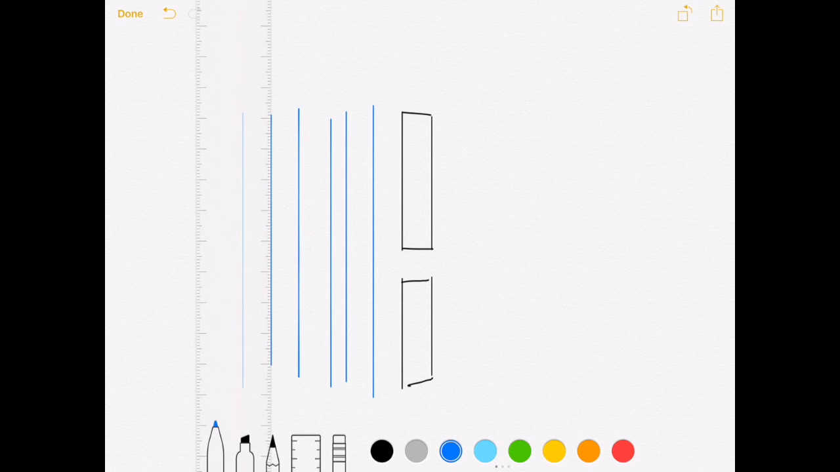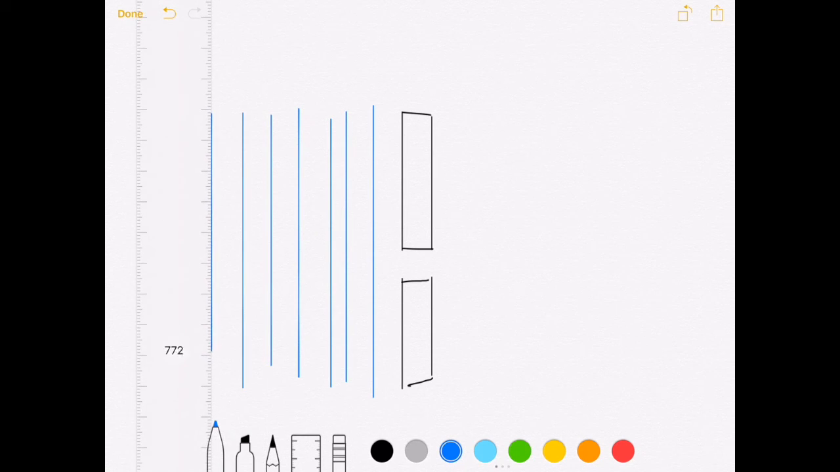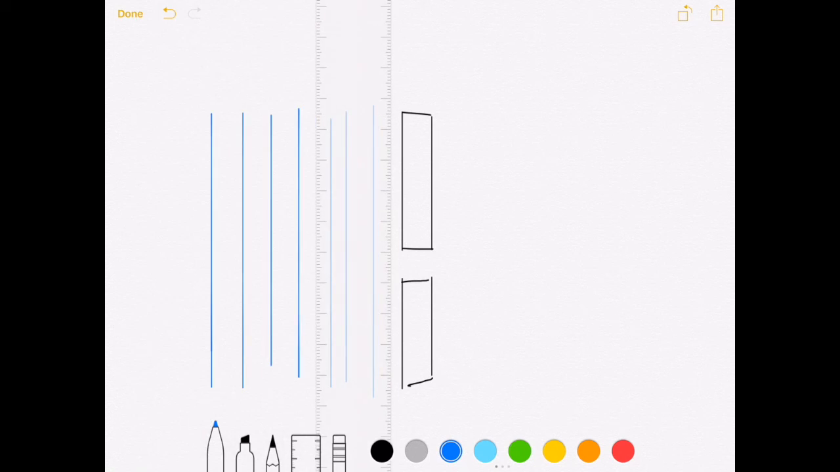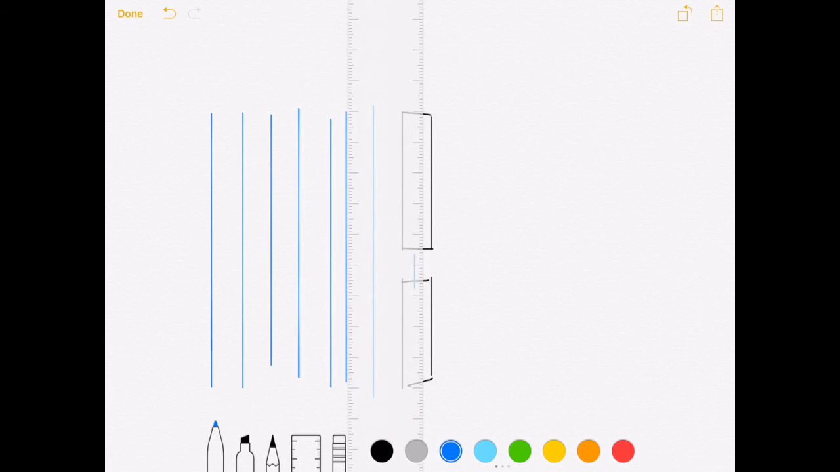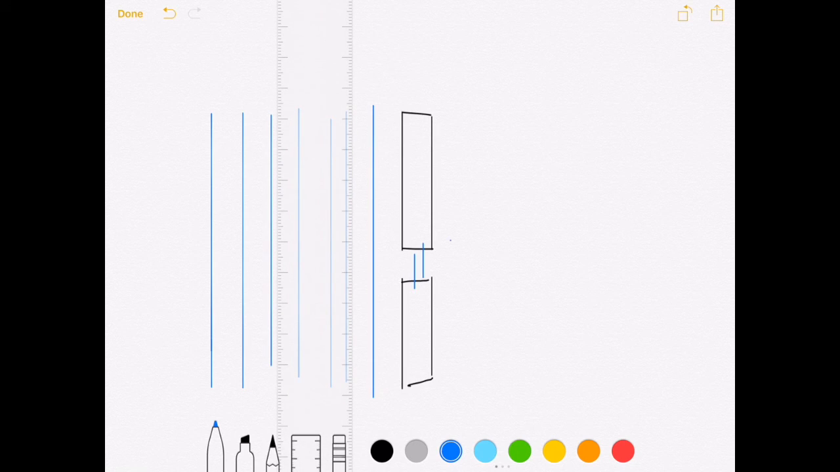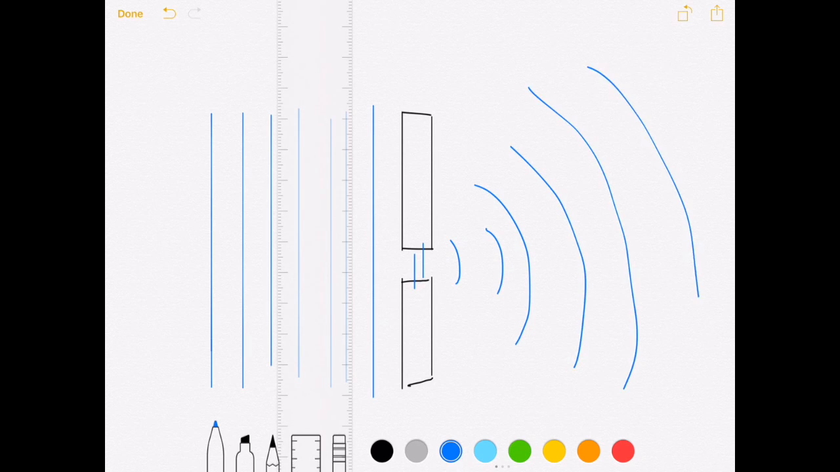These waves could be anything. They're usually sound waves. When sound passes through something, it goes through. So we see the sound waves go through the barrier, through the small hole, and then they extend out. Like this, they curve and extend out, bigger and bigger and bigger.